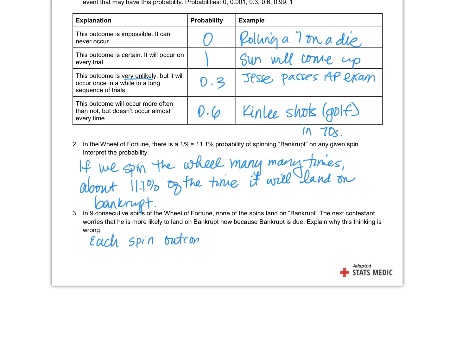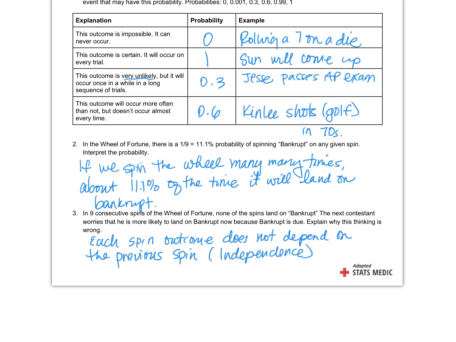So it's wrong because each spin outcome does not depend on the previous spin. We call that independence. You'll hear that a lot in this chapter. Each spin is independent of each other, just like flipping a coin. Each coin flip is independent of the previous, right? Doesn't matter. Easy enough? Intro?